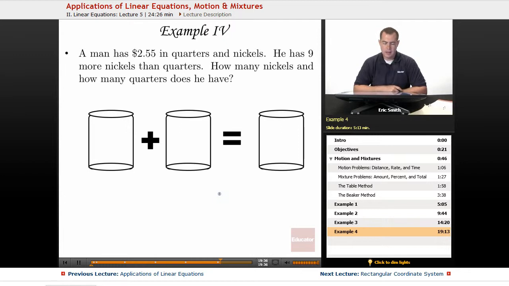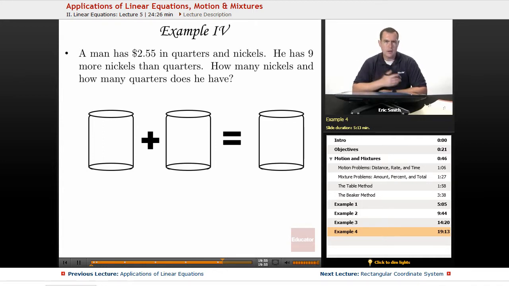So this one says a man has $2.55 in quarters and nickels. He has 9 more nickels than he does quarters. How many nickels and quarters does he have? So we have to figure out what the two are mixed together. It's kind of like a mixture problem, so that's why we're going to use the beaker method to attack it.